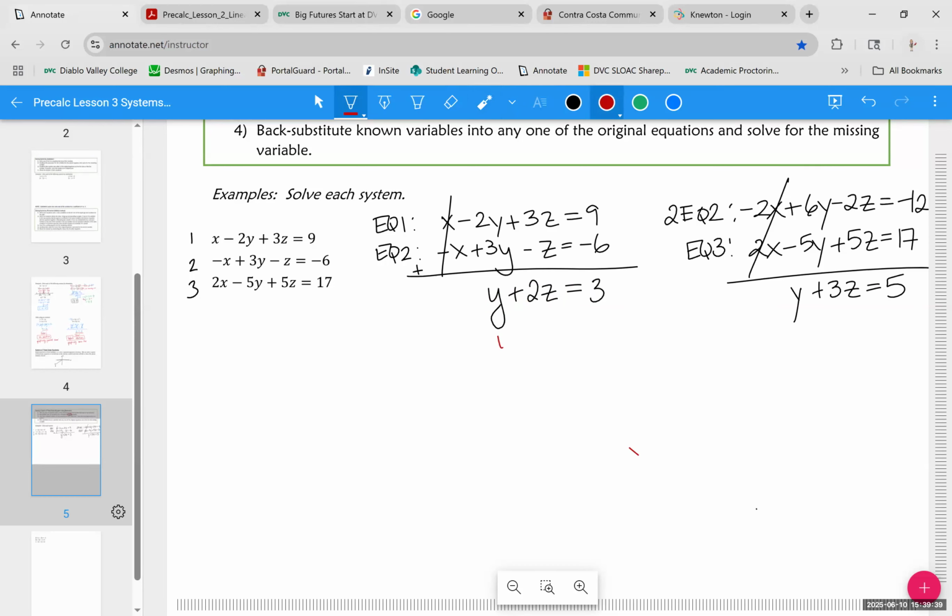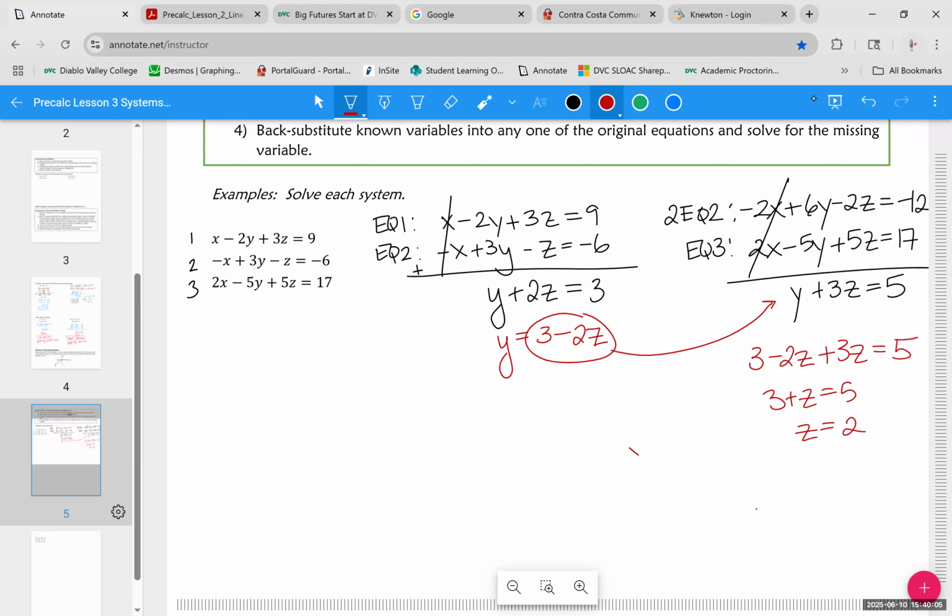I can see here that I have the y with a coefficient of 1. So if I subtract the 2z over, I can now take this expression and substitute it in for the y over here. I get 3 plus z is 5, so z must be 2. Substitute that back in for the y. So y is -1.